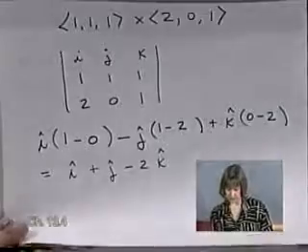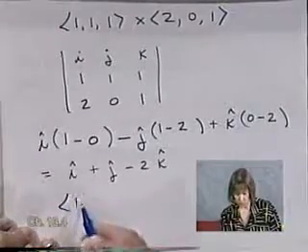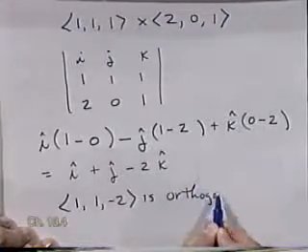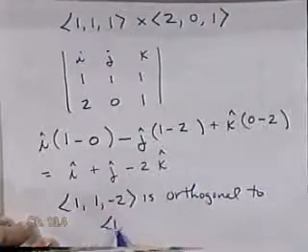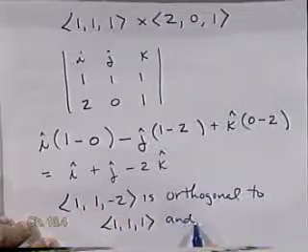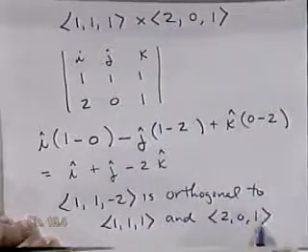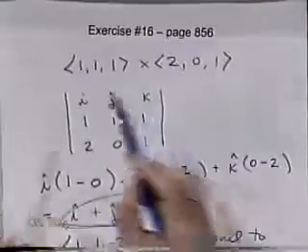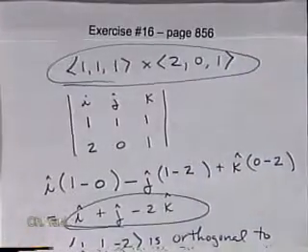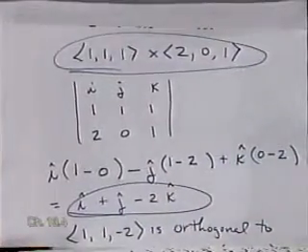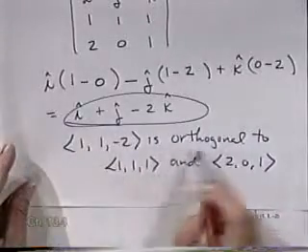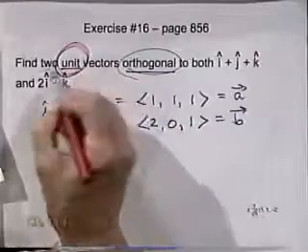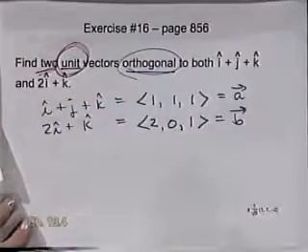All right, so the vector 1, 1, negative 2 is orthogonal to 1, 1, 1 and 2, 0, 1. So I have just found a vector that is perpendicular to both of these vectors. Except, wait a second, I didn't answer the question completely, did I? I got a vector that's orthogonal to both of these, but they want me to get 2, which I'll worry about in a second. Right now I just want to get one answer.